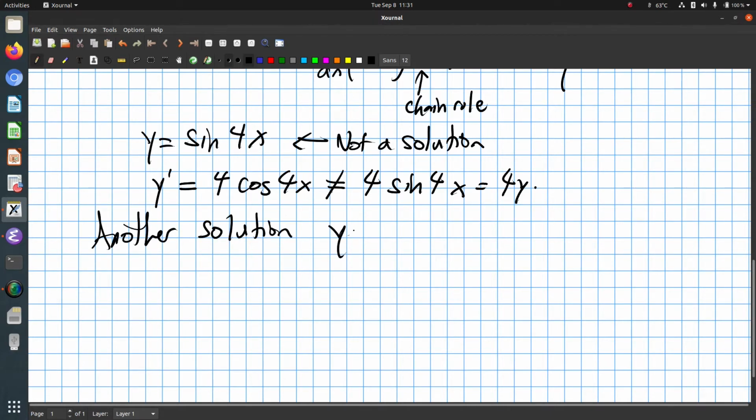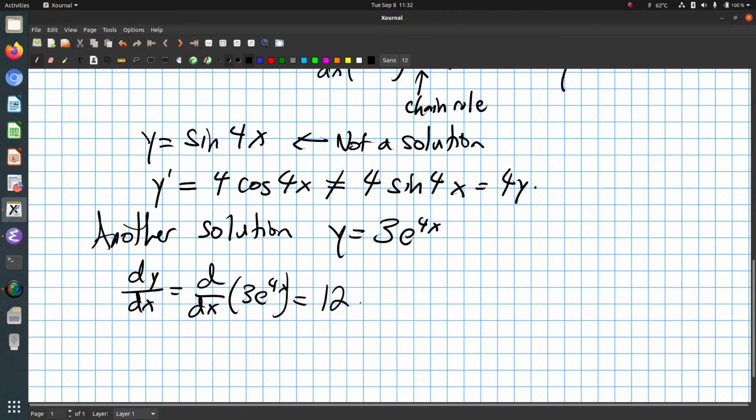So another solution to this differential equation is 3e^(4x). Because if I take the derivative of that, again by the chain rule, I'll get 12e^(4x), but maybe I shouldn't have factored that. And you will notice this is again 4y.